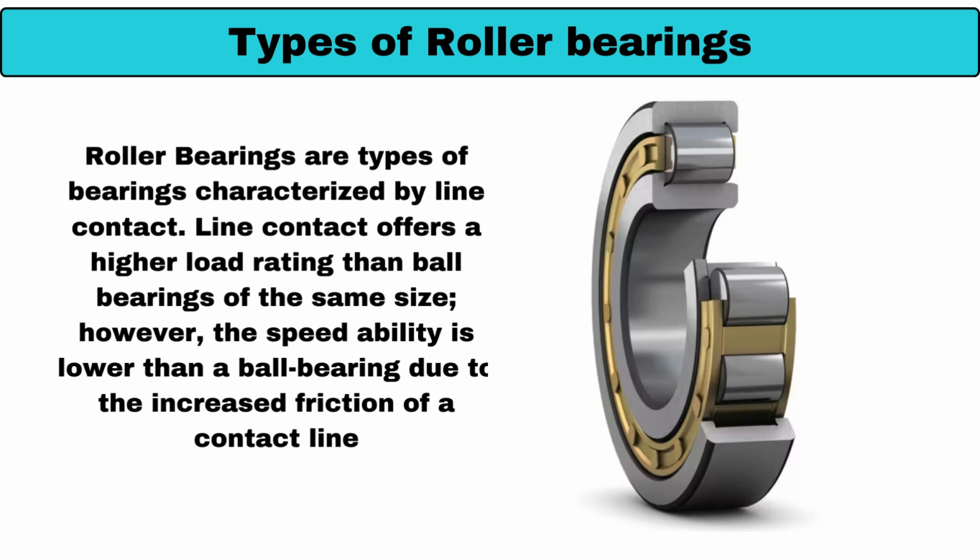Now let's discuss the roller bearings. In the roller bearings, we have the line contact, whereas in the ball bearings we have the point contact. Because of the line contact, friction is more compared to ball bearings, but here we have higher load carrying capacity. With the same size as ball bearings, the roller bearings have a high load carrying capacity. There are different types of roller bearings.